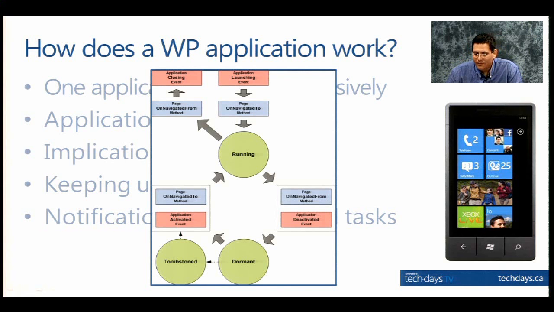This way the user may not be aware of the fact that the application has been dormant, that is idle but still in memory, which is the fastest way to recall it, or tombstoned, which is that the application has been removed from memory by the operating system and will be recalled from the isolated storage once reactivated. We are using the onNavigated to method in order to load that state, so the user doesn't really know that that's what happened.